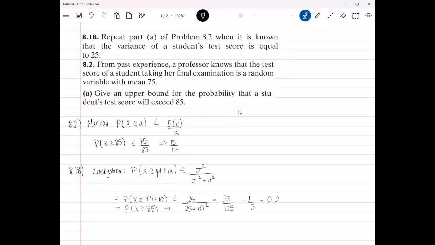And then in 8.18, it asks us to use Chebyshev, which is basically the same thing as Markov, except it utilizes variance when it's given. It's the probability of X being greater than or equal to the mean plus a is less than or equal to the variance over variance plus a squared. From there, you could just plug in the given values and solve, and it comes out to 1/5.